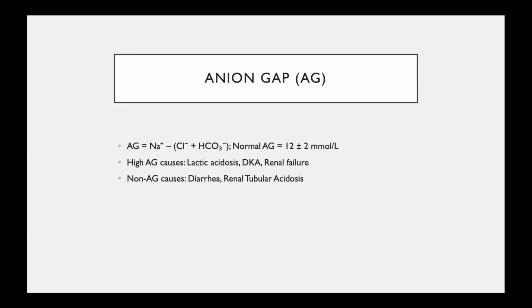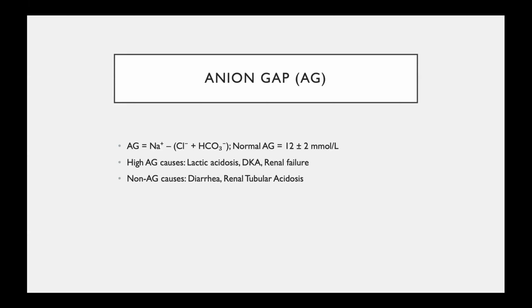This is the problem. If it is more than 12, that means the body got some anion from somewhere, so we call it high anion gap. What are the causes? One is lactic acidosis, right? Diabetic ketoacidosis, or renal failure, where you get all sorts of things coming into the blood.